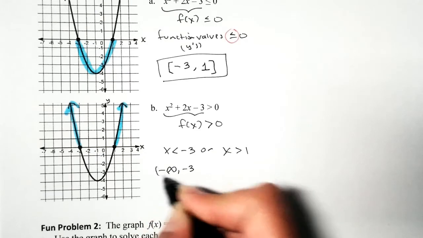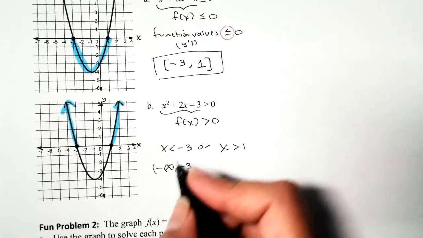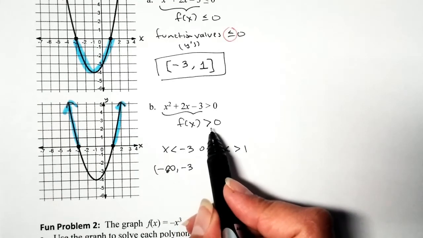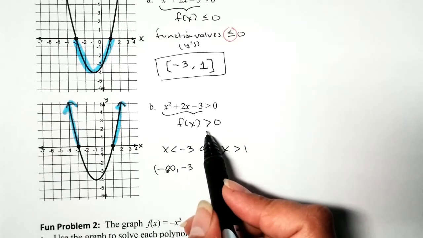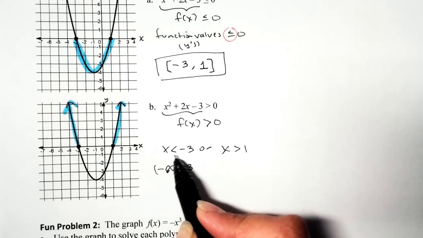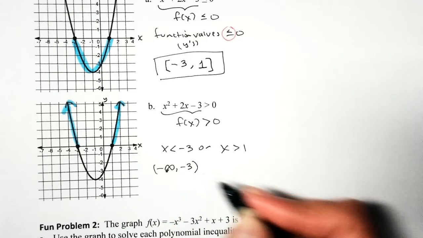Now the question is, is negative 3 included? I failed to note that above. The inequality symbol doesn't have the equal to part, so that means this endpoint is not part of the solution. That's why we don't have the equal to part. So we're going to put open parentheses.